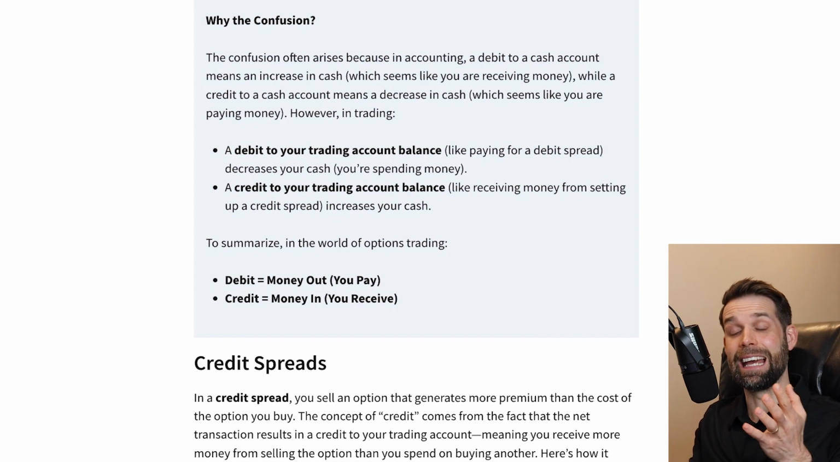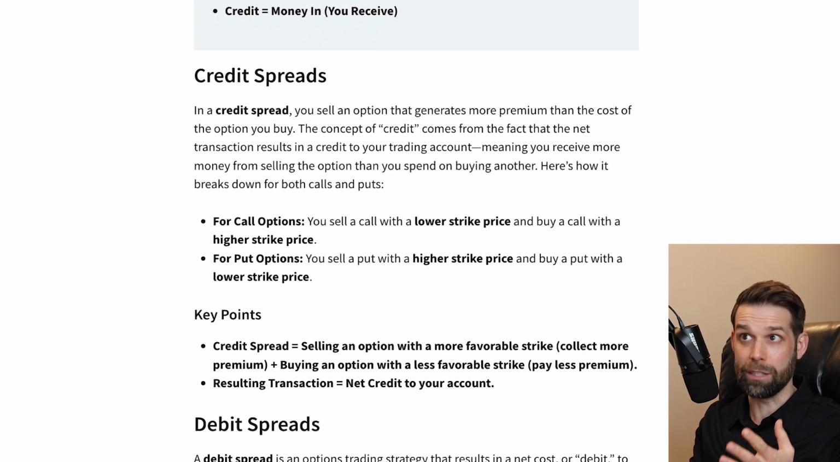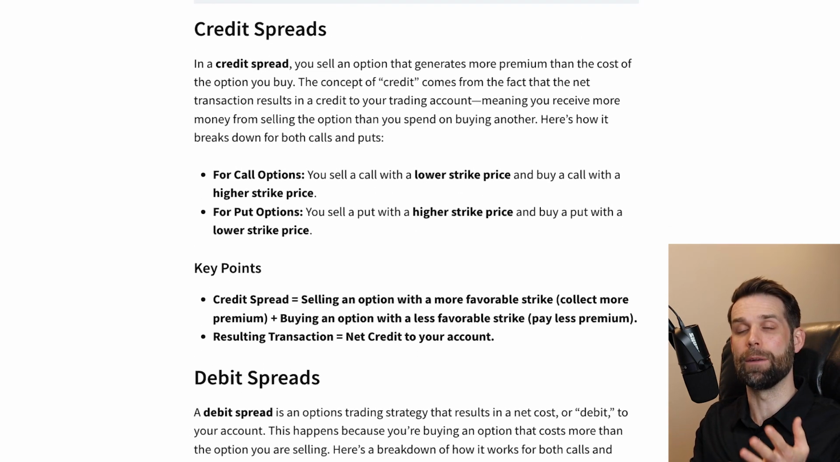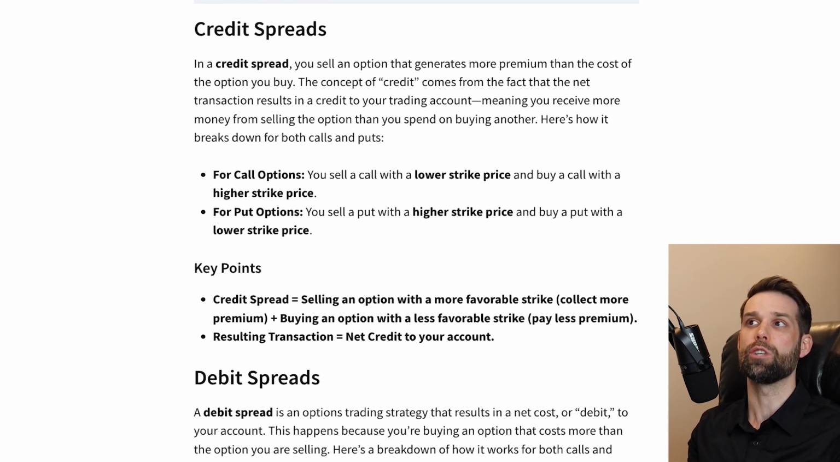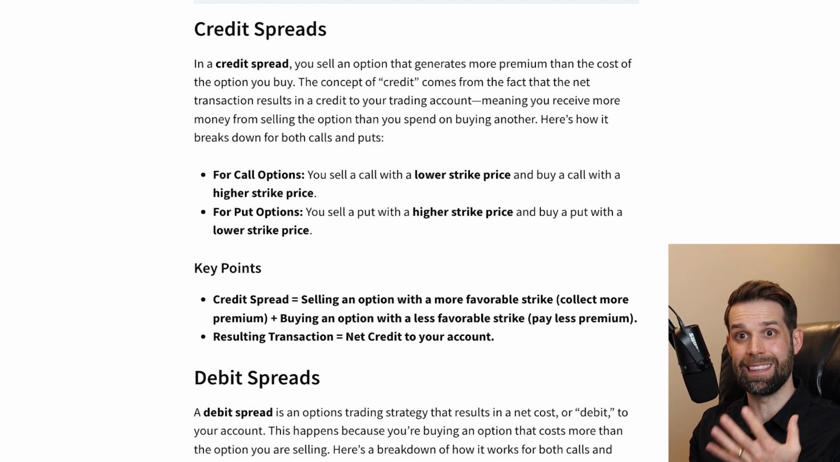So when we look at these in terms of option spreads, what we have are credit and debit spreads. In a credit spread, basically what happens is you sell an option that generates more premium than the cost of the option that you buy. And then a debit spread would be the other way around. So for example, for a call option, you would sell a call option with a lower strike price and buy a call option with a higher strike price. And what that's going to do is the one that you sold is going to be worth more. So you're going to basically have a credit. You'll have money coming in when you initiate that spread.